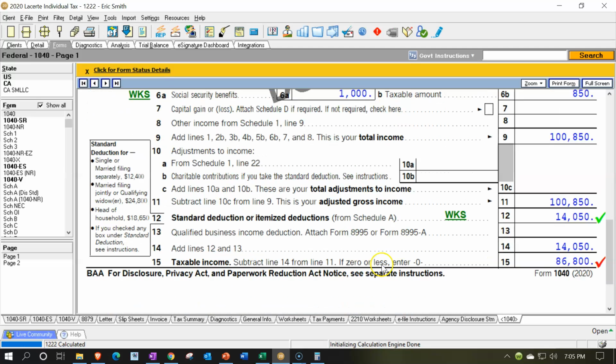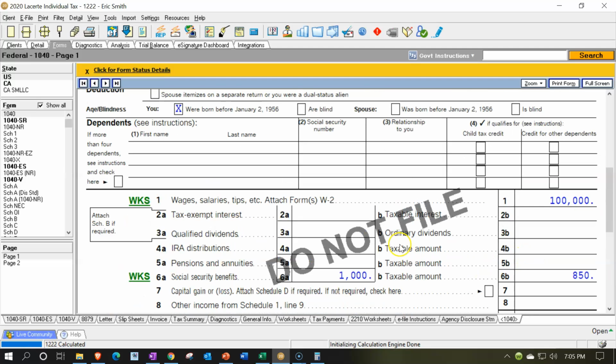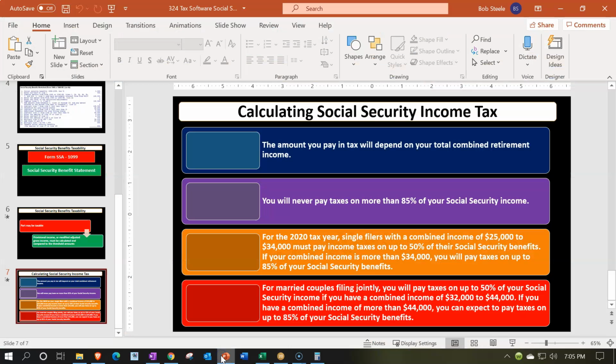Checking this out, is that the case over here? 86,800, so that looks okay. Now let's take a look at some of these other thresholds. So let's take a look at these thresholds and say, all right, for 2020, single filers with combined income of 25,000 to 34,000 must pay income taxes of up to 50%.